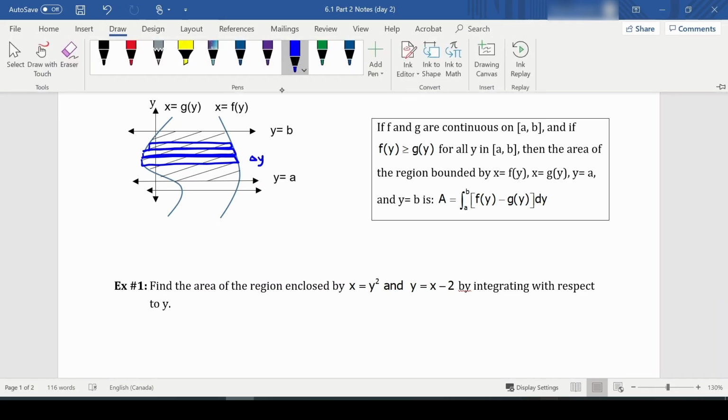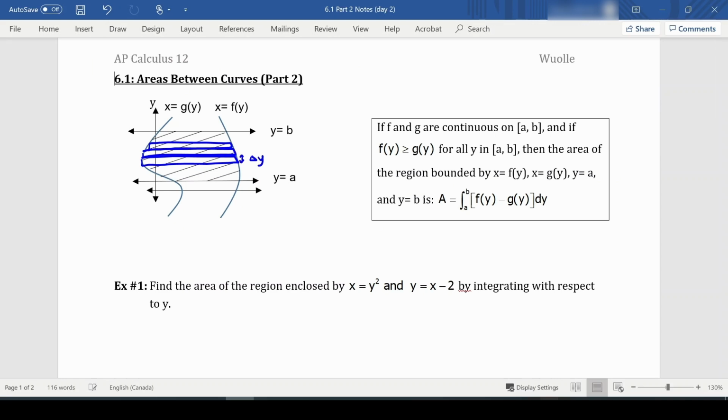So in this case, the width of each of our rectangles is now delta y instead of delta x, which means when we integrate, we are going to integrate with respect to y. The area underneath the right curve is no longer an up and down area, it is now a left and right area. And so to find the area between two curves, we're now going to have the area underneath the right curve minus the area underneath the left curve, and this will give us the area between the two curves.